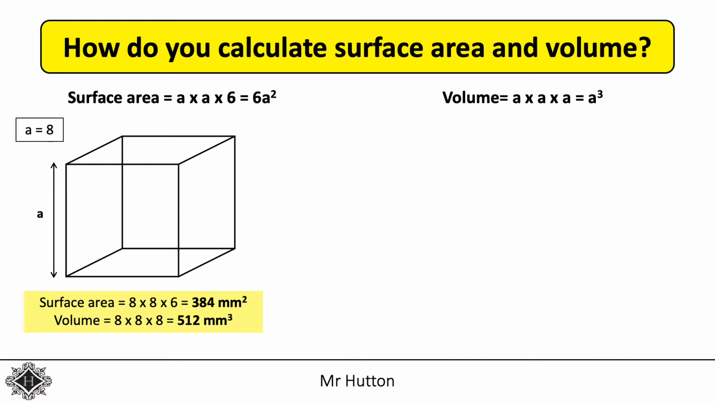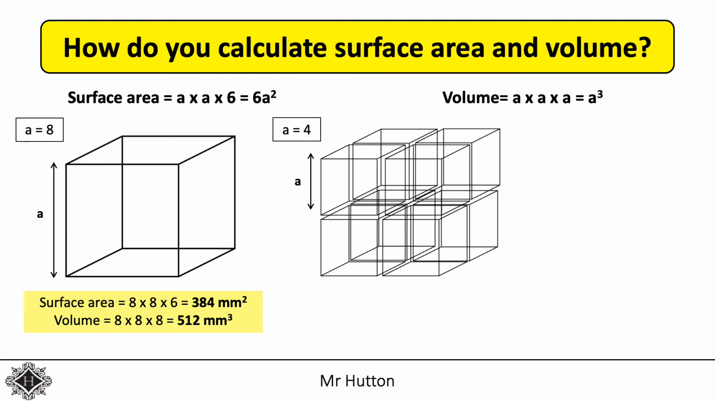The volume of a cube is height times length times width. So it's 8 times 8 times 8, which is 512 millimeters cubed. So for volume, it's in cubed. If you remember back to the first lesson when we were measuring volumes of gases, that was measured in centimeters cubed. So volume is in cubed units, and surface area is in squared units. So we've got an example of surface area and volume for that particular cube.